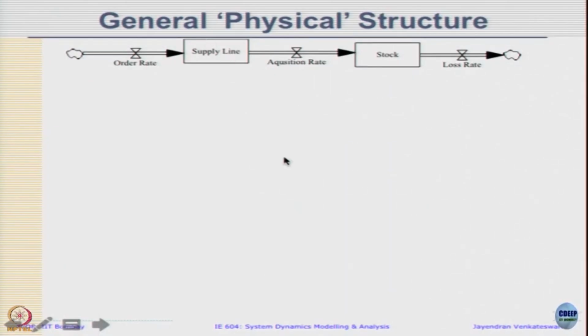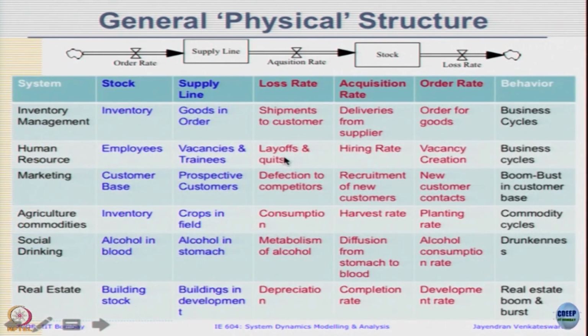This can be mapped into a variety of scenarios. Like inventory management: the stock is inventory, the supply line is goods on order, the loss rate is shipments to customers, the acquisition rate is delivery from supplier, and the order rate is ordering goods. The behavior is called business cycles. Right? That is what we have been seeing.